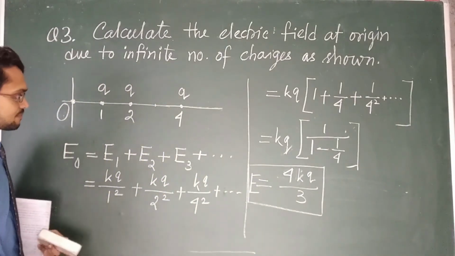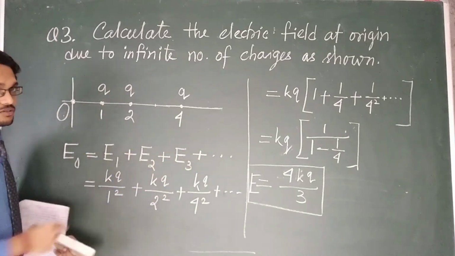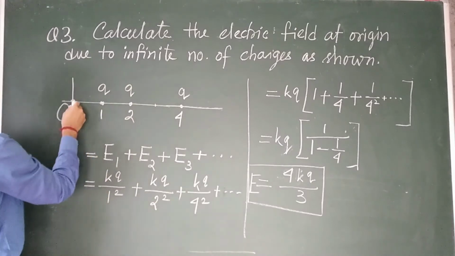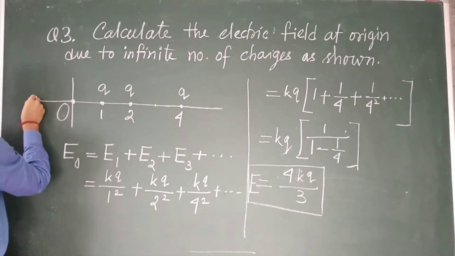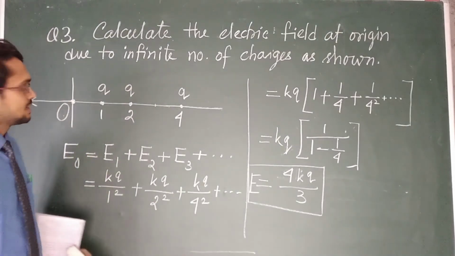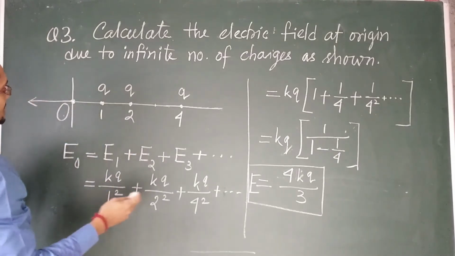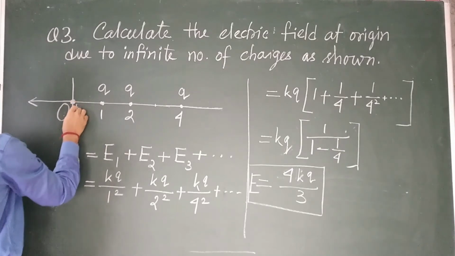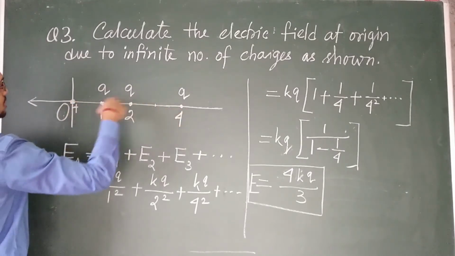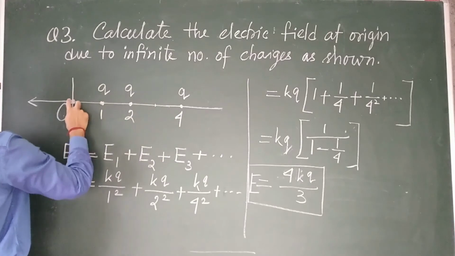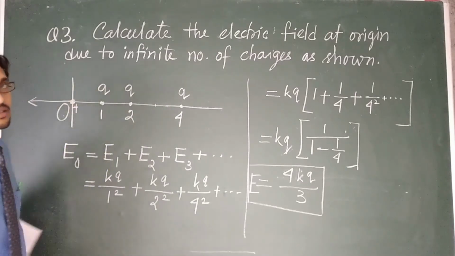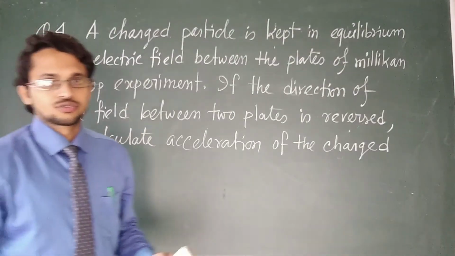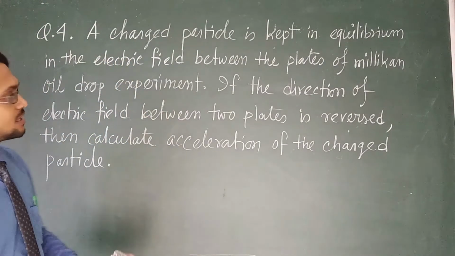of charged system. This is the magnitude. What will be its direction? All are positive charges, so it will act in this direction, because electric field means we place a unit positive charge at this point. As all the charges are positive, all the charges will repel this unit positive charge in this direction. Understand? Okay.